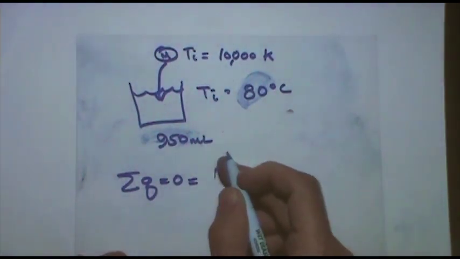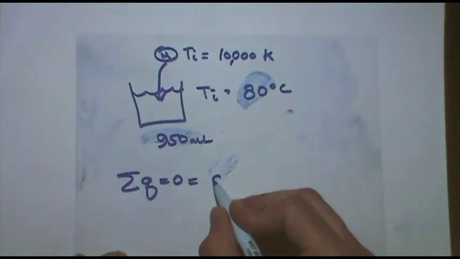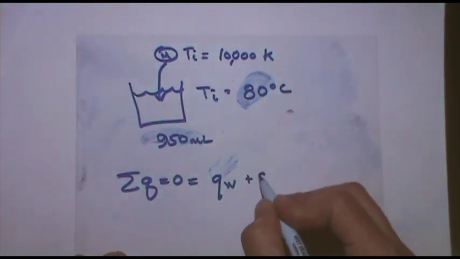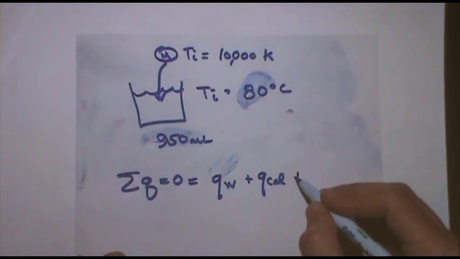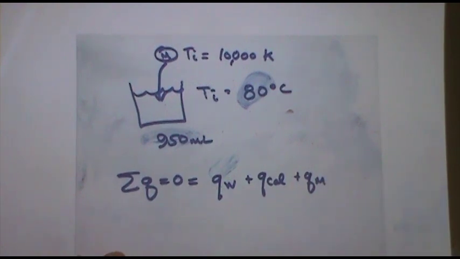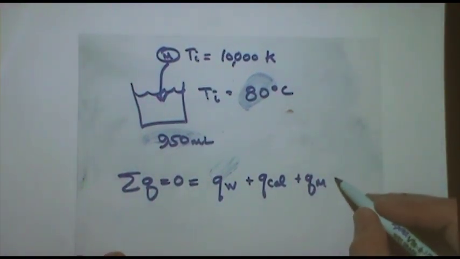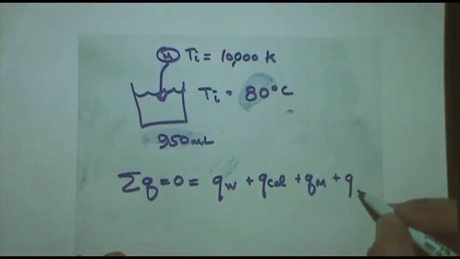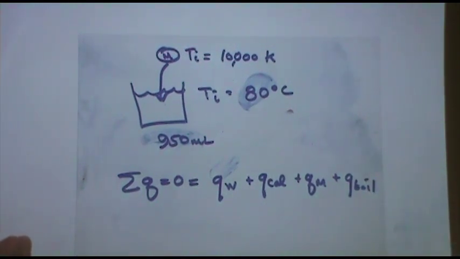Is there anything that changes temperature? If so, what is it? The metal and the water. Anything else? Yeah, you could say the calorimeter. The metal should cool down. Is there any delta H terms? Yeah, for vaporization, I told you it would start to boil. So Q for boiling.